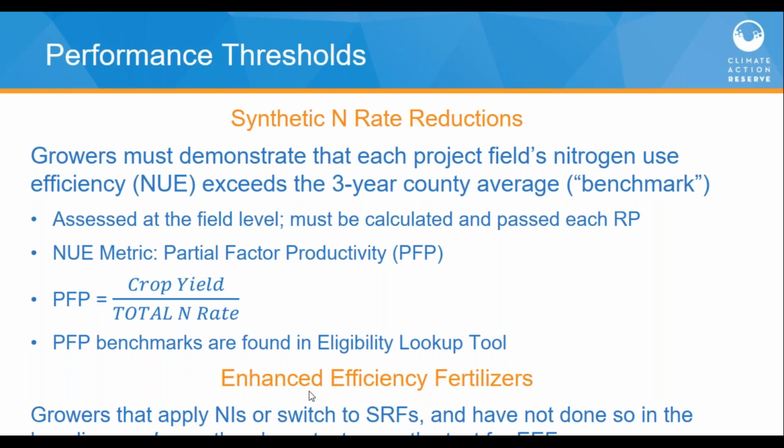And so we also have an additional optional practice of applying enhanced efficiency fertilizers. From the Reserve's research, it was found that these practices, especially when applied in tandem with the N rate reduction, are minimally adopted, and so they would not constitute common practice. So as long as growers who are applying these enhanced efficiency fertilizers in a project have not done so during their baseline period, which we'll get into in a little bit, and pass the above test for synthetic N rate reductions, then they do pass the performance test for enhanced efficiency fertilizers.